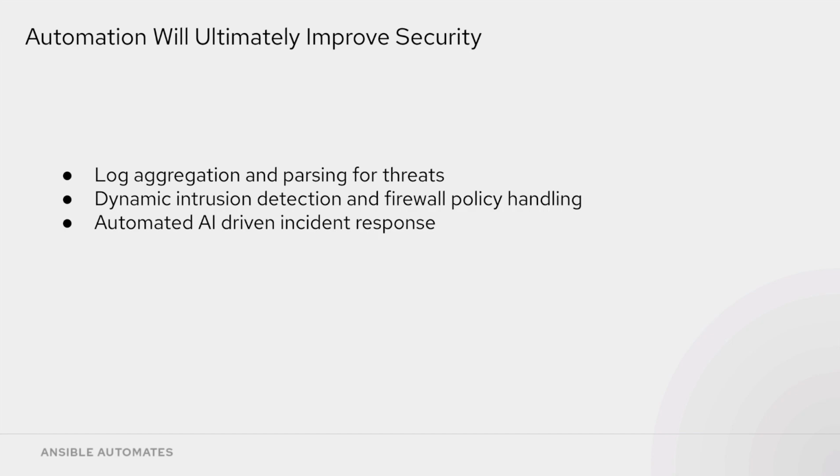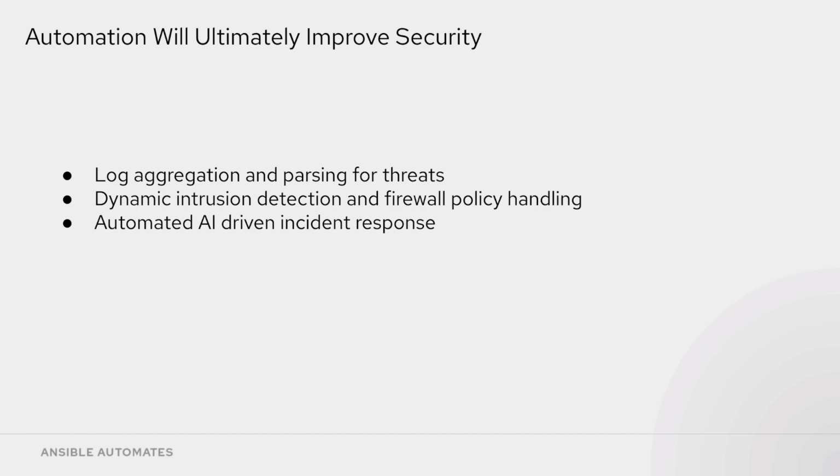So automation is ultimately going to improve security in general. Feeding logs into one centralized log aggregation system and parsing them with some sort of analysis system looking for threats, that's one thing that greatly improves security right there. So have some sort of automated response, being able to dynamically do intrusion detection and then respond to that threat, being able to automate changes to your firewall in response to a detected issue, things like that.